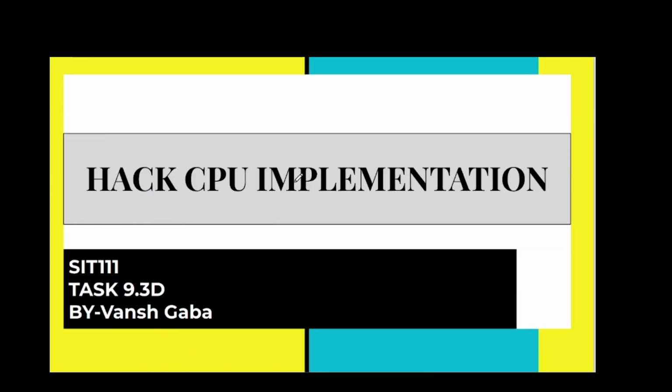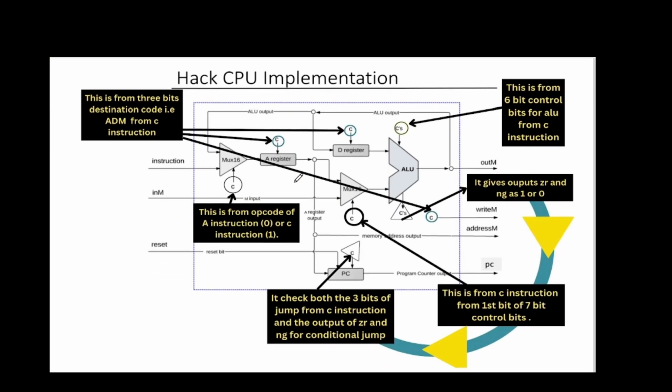Hi, I am Vansh, and today I am going to talk about Hack CPU design and its implementation in HDL code. So basically, it consists of three inputs: instruction, which is from instruction memory, input M, which is from data memory, and a 1-bit reset pin.